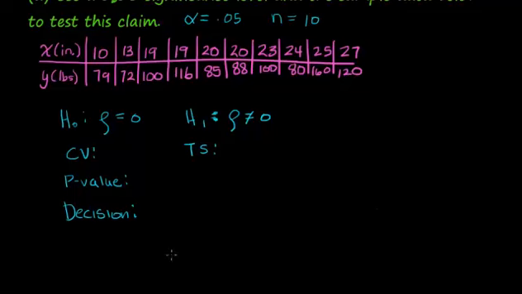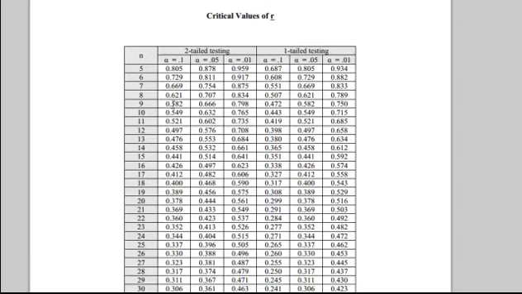So let's look at our decision diagram. There's 0, perfect positive, perfect negative. Now to find our critical values, we have an alpha of 0.05. It's a two-tailed test, and n equals 10. So it's a two-tailed test, alpha 0.05, n equals 10. So we have plus or minus 0.632.